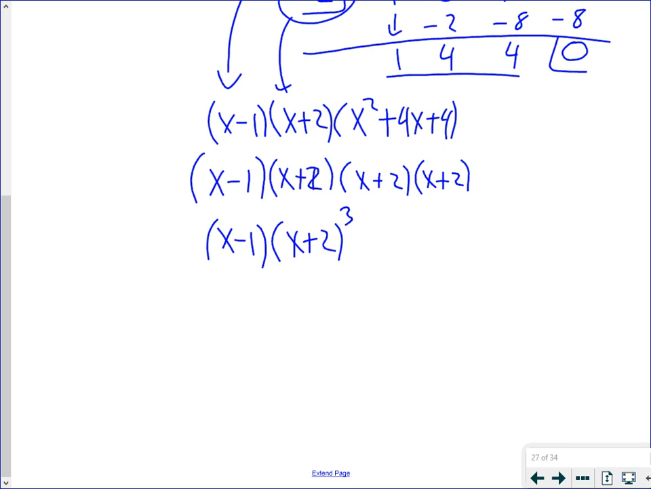So our answer here will be x equals 1, and x equals -2 with a multiplicity of 3. Or you could write it as -2, 3, however your teacher told you to write it. Just know that -2 has a multiplicity of 3.